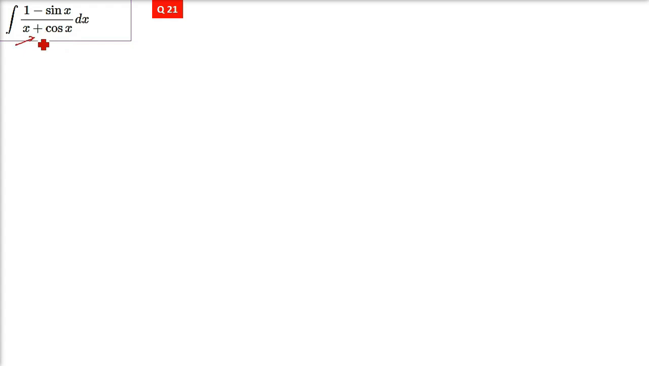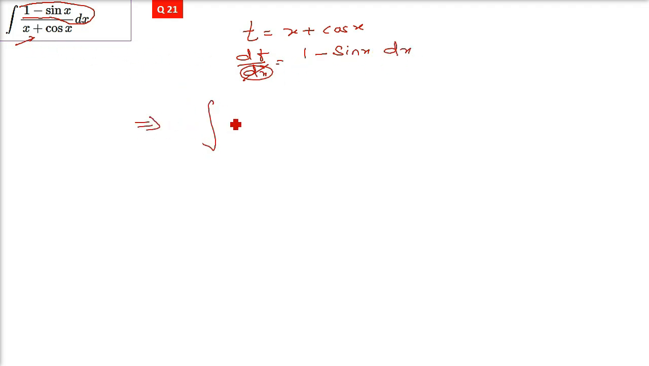Now if you watch this denominator, x plus cos x, very closely, you will find that the differentiation of the denominator is exactly the numerator. So t is equal to x plus cos x. If we put this, dt by dx is going to be 1, and cos x will be minus sin x, so 1 minus sin x. If you take this dx on the right hand side, cross multiplication, what you find is the numerator is actually dt, and the denominator is x plus cos x, which is t.